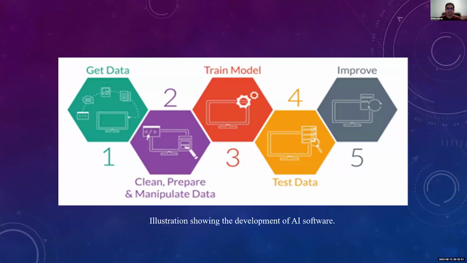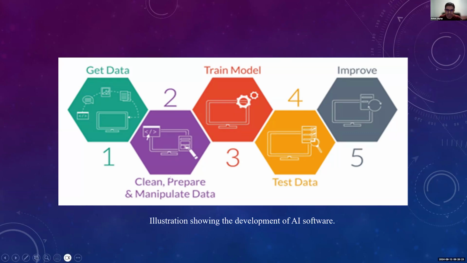How does it work? I like this image so much. First of all, you have good data, like 2D imaging such as panoramic, FMX, or CBCT. You have to get the data first. Then you clean, prepare, and manipulate the data, so you eliminate some of the errors, like any artifacts. You also need to include the findings you are trying to train the computer on. For example, if I want to train a computer on caries, I want the data which shows caries.